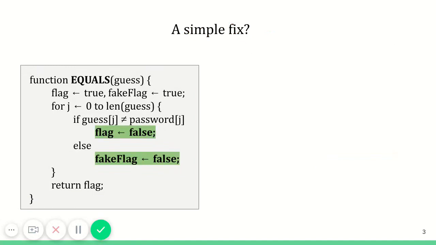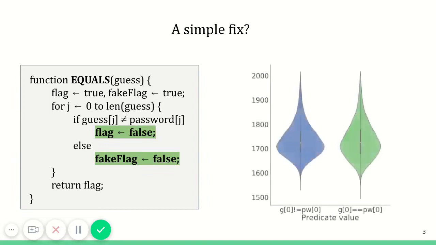Now, that side channel was caused by the early return in the equals function. So, to fix the vulnerability, we might think, well, let's remove the early return and instead ensure that an equal amount of work is done, regardless of whether or not the characters match. As a result, a developer might end up with the new equals function shown here. Well, problem solved? We don't have to guess. We can experiment to determine whether or not this is the case.